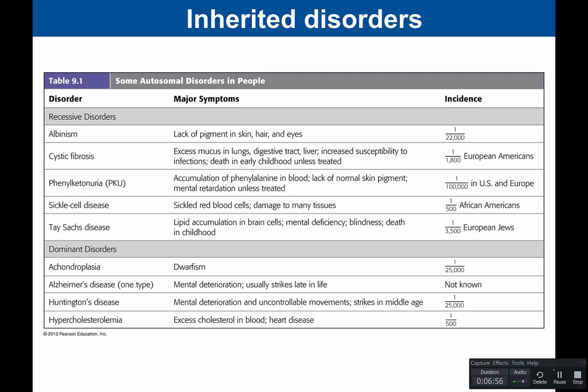Sickle cell disease causes the sickled red blood cells and damage to many tissues. That has an incidence of about 1 in 500 people of African American descent. Interestingly, what makes sickle cell disease so interesting is that there's a reason that it's more prevalent in people of African descent. And that is that a major problem in Africa is malaria. And so malaria is transmitted by the bite of a female Anopheles mosquito, a special type of mosquito.